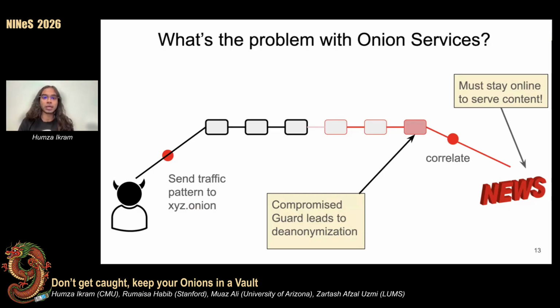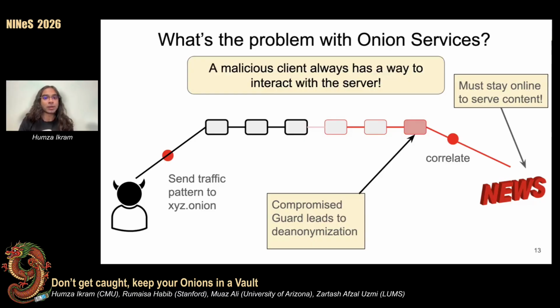Like, you want to keep the guard node the same. Like you want to not change the guard node as often as the content provider, but at the same time, there's a risk of which guard node you pick. What if you always end up picking the adversary's guard node and so on? It's non-trivial, which is one of the problems we are trying to solve in this. And the big reason this is a problem is that the malicious client will always have the way to interact with the server, which means they can always try to correlate traffic and so on.